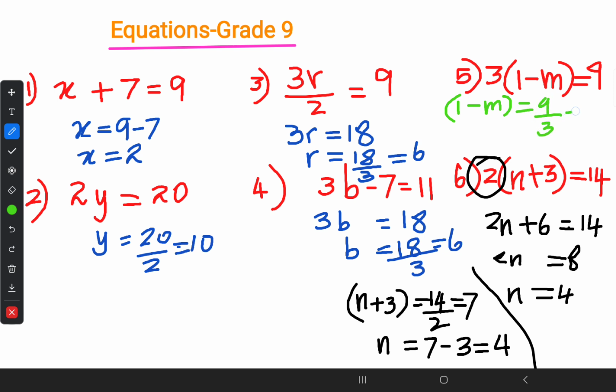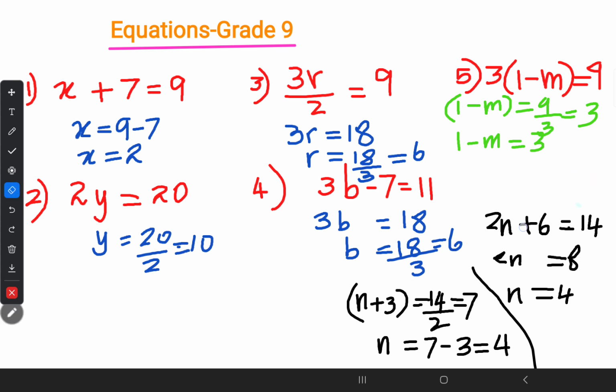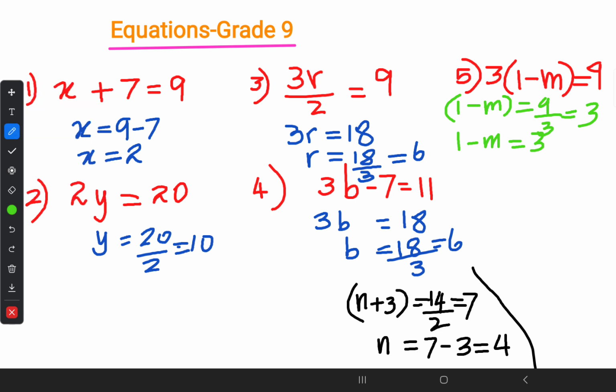That means 3. So 1 minus m equals 3. The direction for the number 1 is not negative, it should be positive. Before that number, the corresponding direction is there. So it is positive 1. So negative m should be equal to 3 minus 1.